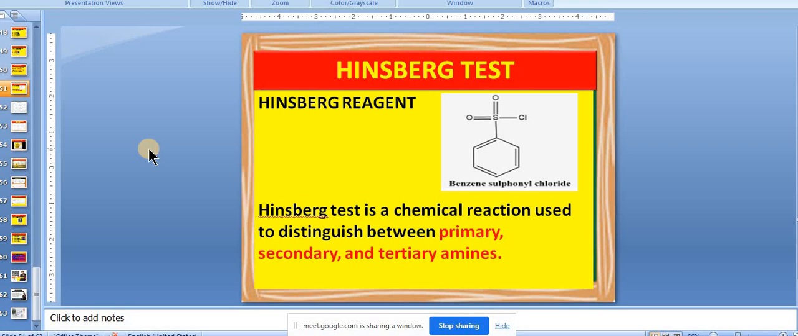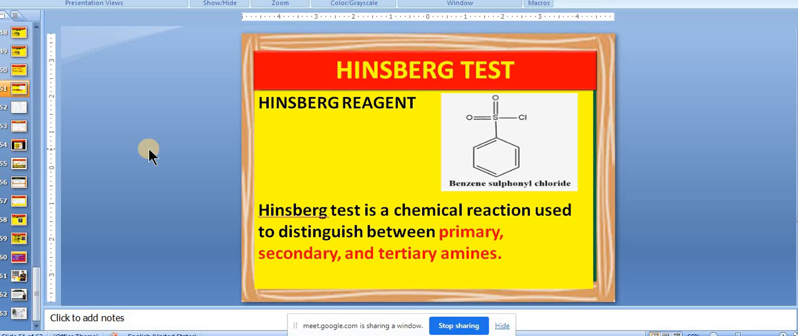Sir, actually I wanted to ask, like here in Hinsberg test, the balancing is very difficult. If we just simply write the main products, yeah, and the main reaction and the observation is correct, that would be fine. Yeah. That is absolutely fine. So we are going to take up next. That's okay. We can write that.